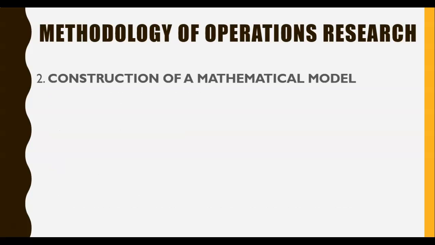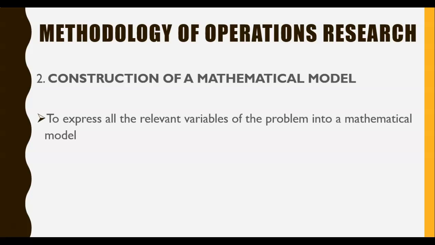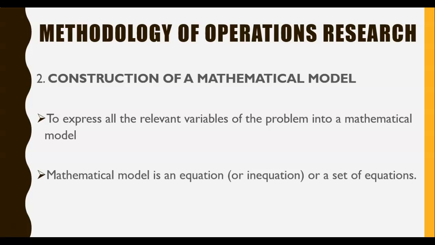The next step is construction of a mathematical model. Once the problem is well formulated, the next step is to express all the relevant variables and the relationships among them in a mathematical form known as a mathematical model. A mathematical model is an equation or inequation or a set of equations. This has to be done by the OR expert.